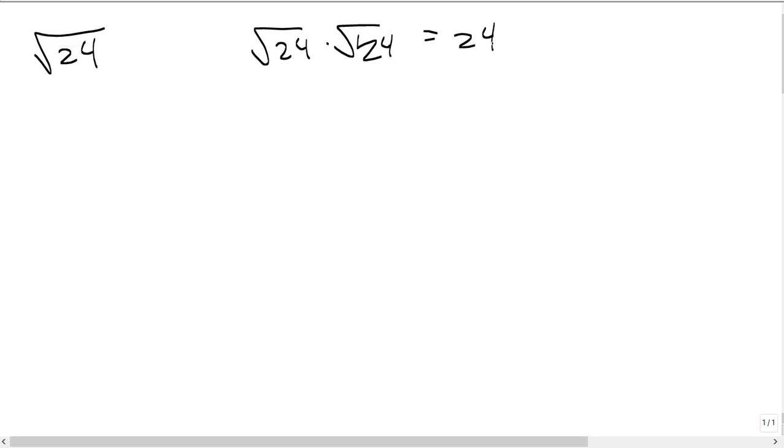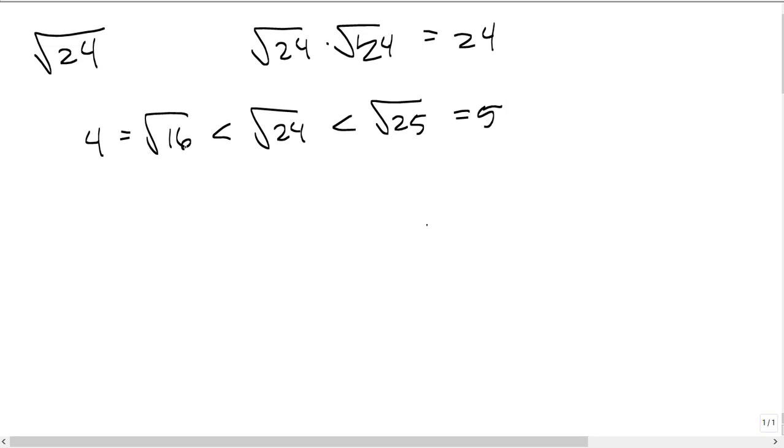Now, we're going to talk about the medieval approximation. Hopefully you see that the square root of 24 is a little bit less than the square root of 25, which is 5. So a reasonable person's like, oh, it's almost 5. Obviously, it's a little bit more than 4. That is the square root of 16.